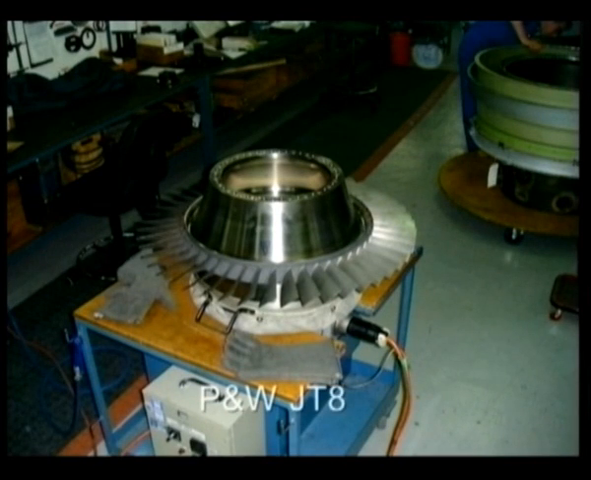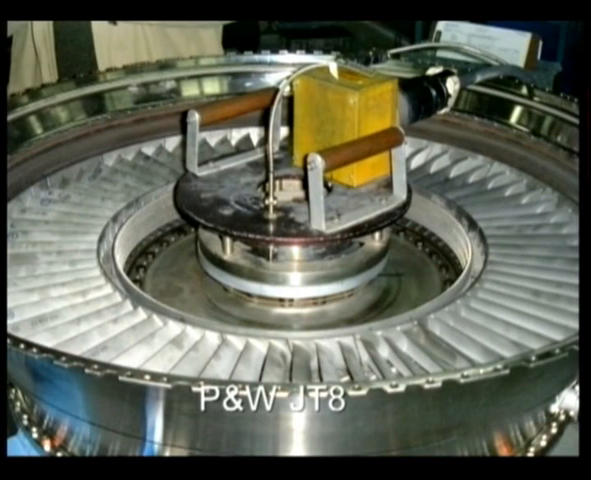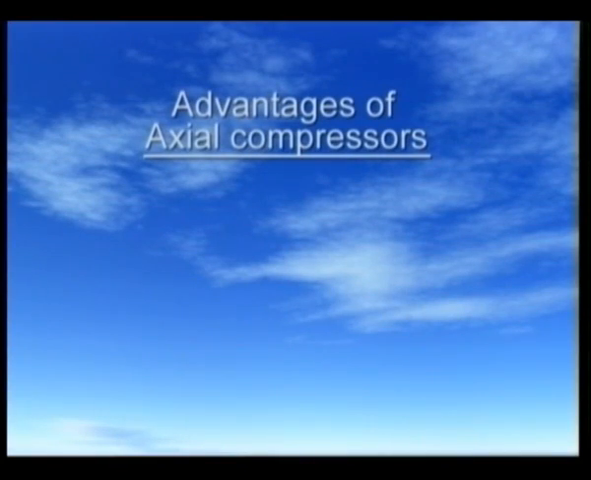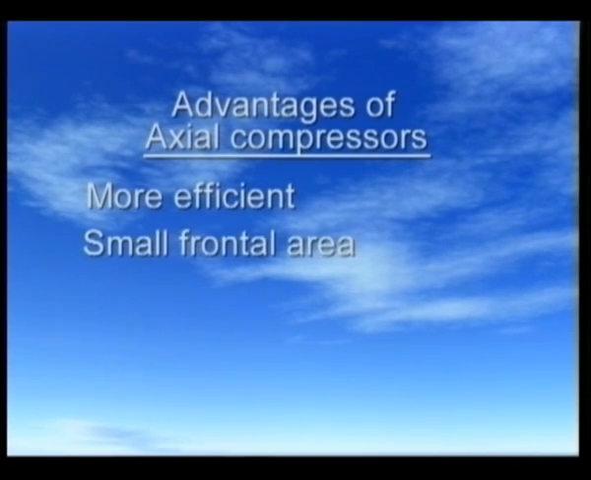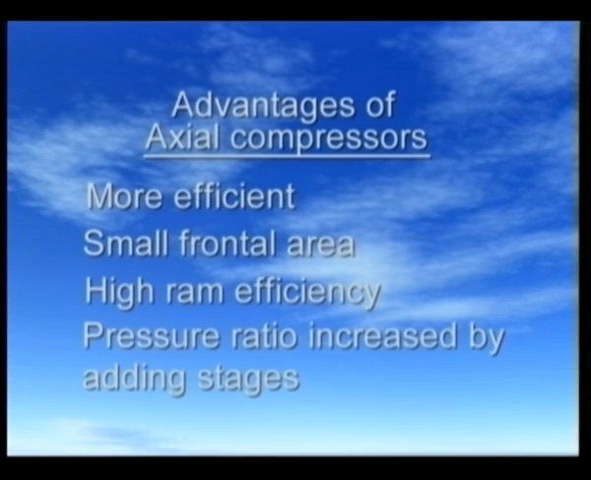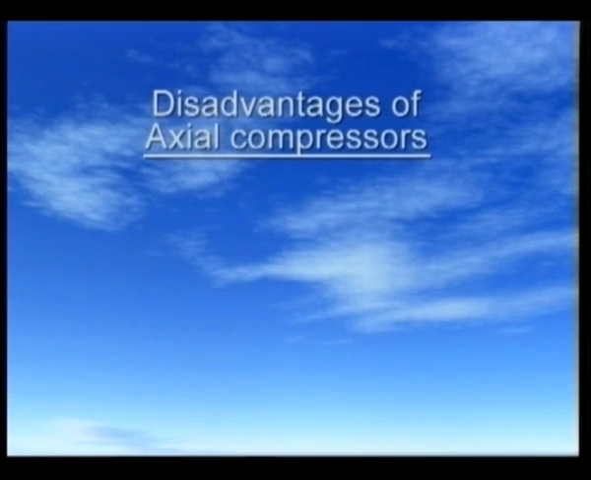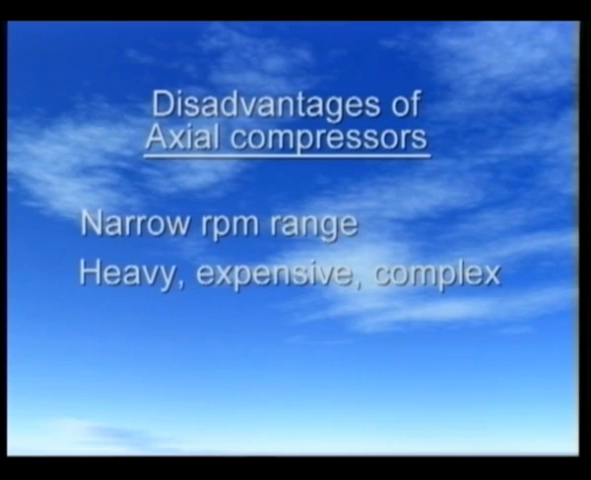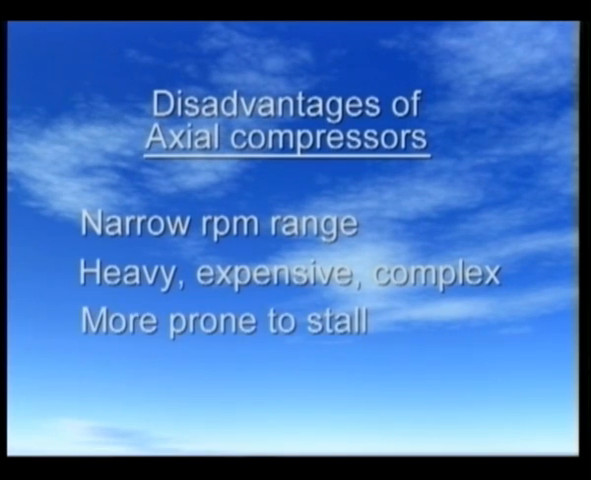Rotor blades are cast or forged from aluminium, steel or titanium, depending on their operating temperature. Main advantages of axial flow compressors are: more efficient than centrifugal compressors, 90% versus 80%; small frontal area for a given airflow; high ram efficiency; pressure ratio is readily increased by adding stages. Main disadvantages are: high efficiency is achieved only over a narrow RPM range; heavy, expensive and complex; more prone to stall and less robust than centrifugal compressors.